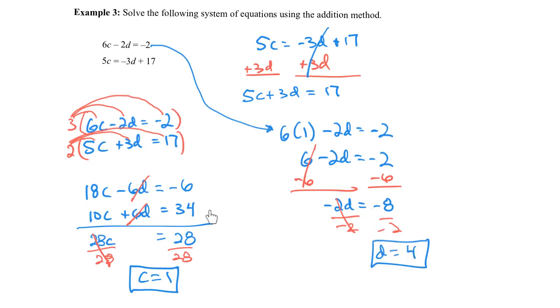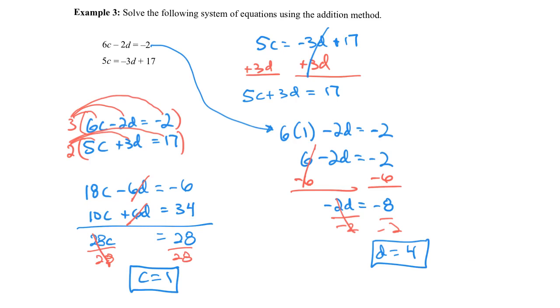So if you wanted to check, you could. I'll let you do that on your own, but basically just plug in a 1 for c and a 4 for d, and you have to check both of them, and they should check out. Okay, so there's a couple examples.